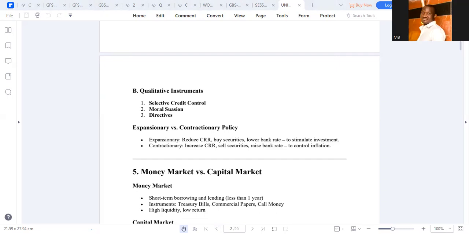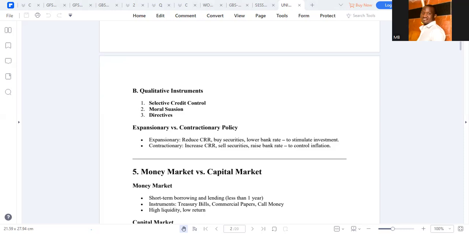So we also talked about expansionary and contractionary policies. When we're talking about expansionary monetary policy, we're looking at policies implemented during a slowdown or recession to increase what? Money supply. So the tools used for expansionary policy are lowering the reserve ratio, buying securities, and reducing the bank rates. Those are expansionary policies to expand liquidity.